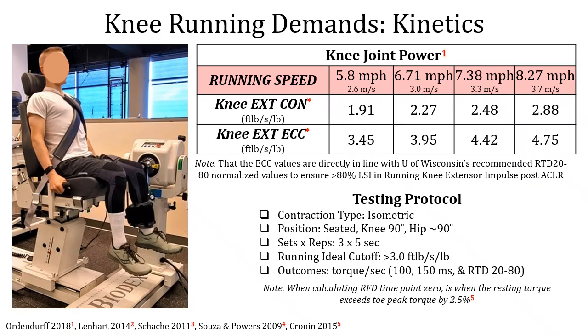Oftentimes, I think it's necessary and mandatory to do it isometrically in a seated position, 90 degrees of knee flexion, 90 degrees at the hip, and the sets and reps should be 3 sets of 5 seconds. The running ideal cutoff would be 3.0 foot-pounds per second per pound of body weight, as discussed, and the outcome is torque per second. Again, you could take the rate of torque development at the different time points. I think that the rate of torque development metric that corresponds more readily to someone's knee flexion angle is going to be the RTD 2080 normalized to body weight.